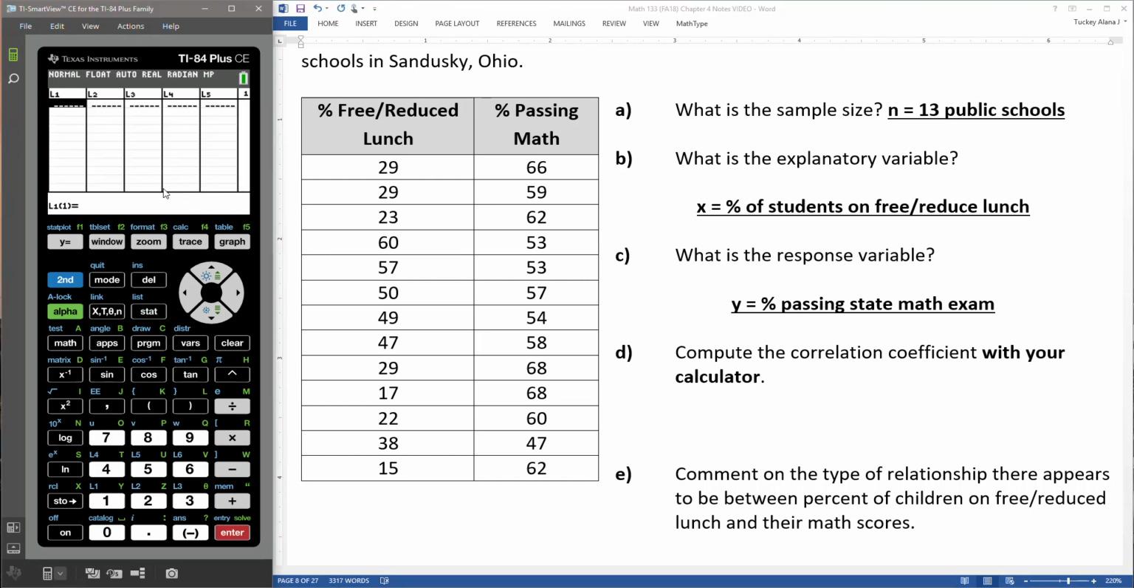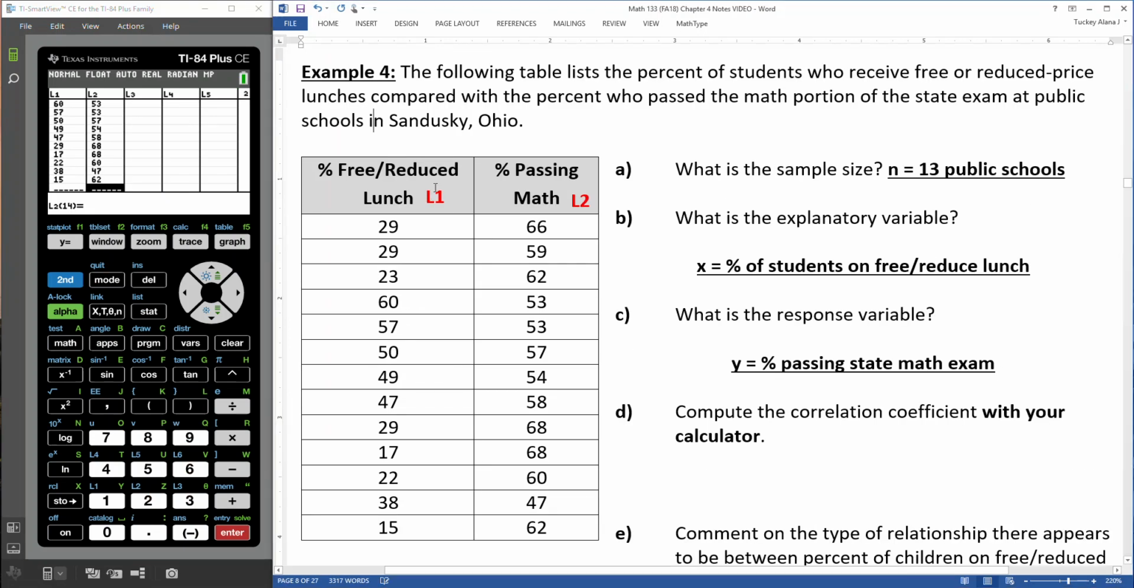Okay, so now I need to go to Stat, Edit. If you have any old data, clear it out, and you're going to type in the new data. You put your X's in L1 and your Y's in L2. So let me type this up, one second. There, I have all my data points in, and I wrote here just real quickly so everybody sees: the explanatory becomes your L1, the response becomes your L2.